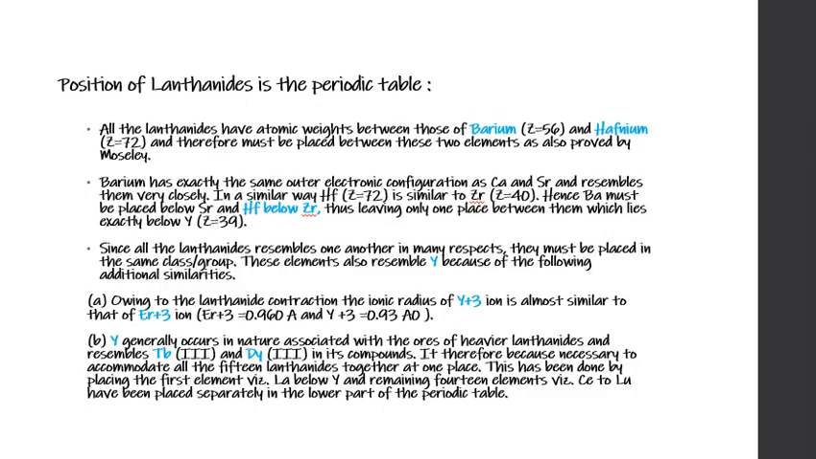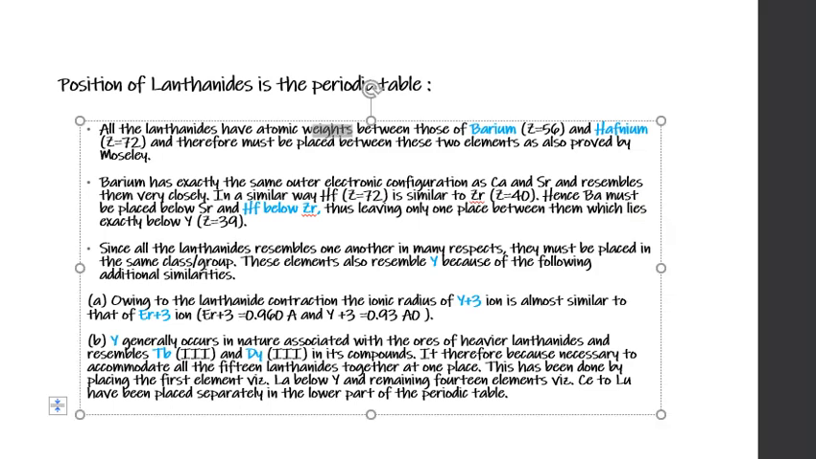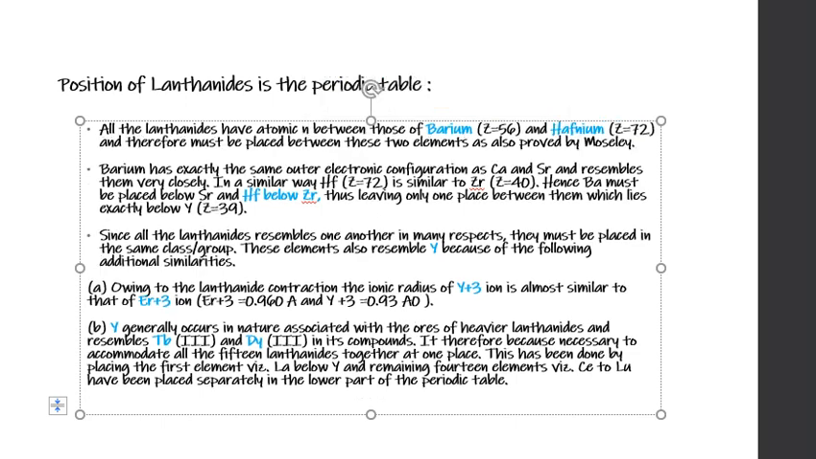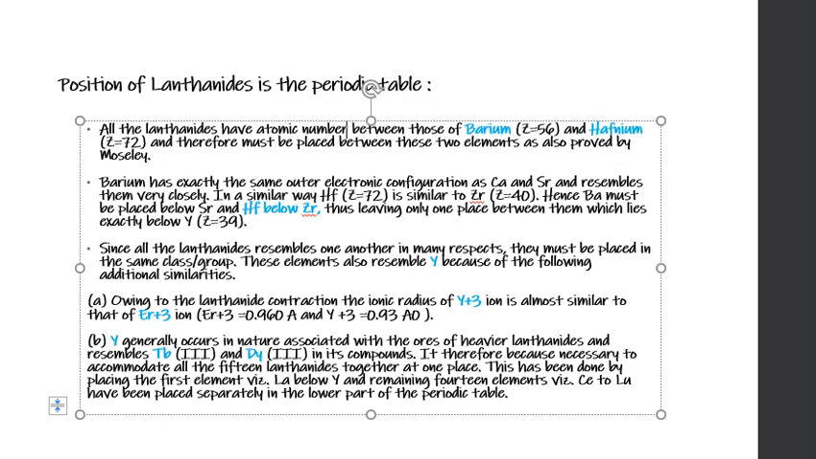Position of lanthanides in the periodic table. All the lanthanides have atomic weight between those of barium and hafnium, and therefore must be placed between these two elements, as also proved by Moseley. In many books, atomic weight is replaced by atomic number. Barium has exactly the same outer electronic configuration as calcium and strontium, so barium is placed along with calcium and strontium.